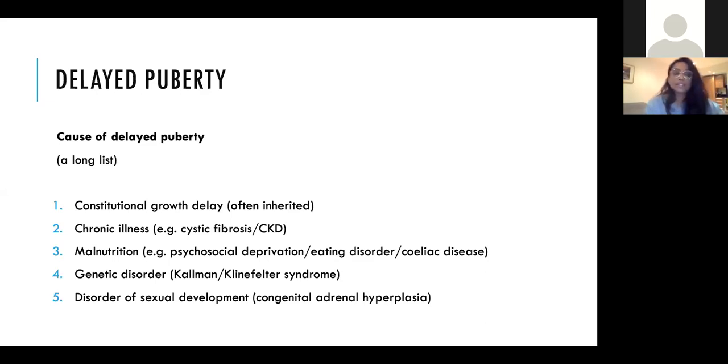Malnutrition, again, is this because of lack of calories, because of psychosocial deprivation, or is it because of an eating disorder, which is completely different, and that includes anorexia and bulimia? Or is it because of malabsorption, such as celiac? So you can categorize further and think about possible causes that way. Or is it part of a genetic or a chromosomal condition? Or is there a disorder of sexual development, of which congenital adrenal hyperplasia is the most common one, okay? You don't need to remember all of this, but just be aware that there are so many causes, and you can think of a couple.